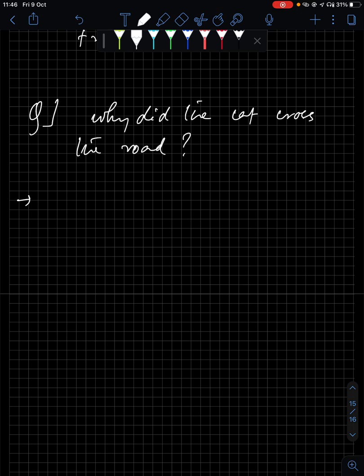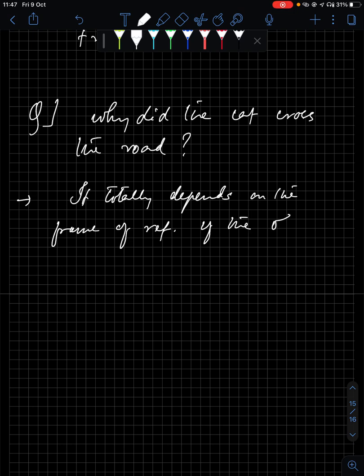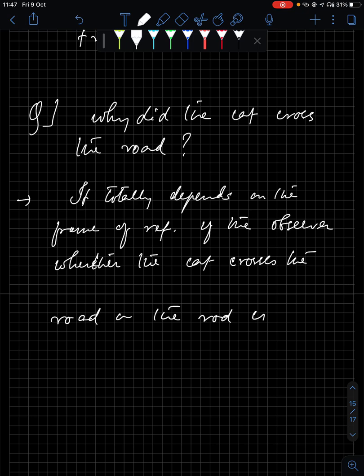Look, Einstein would say it totally depends on the frame of reference of the observer, whether the cat crosses the road or the road crosses the cat.